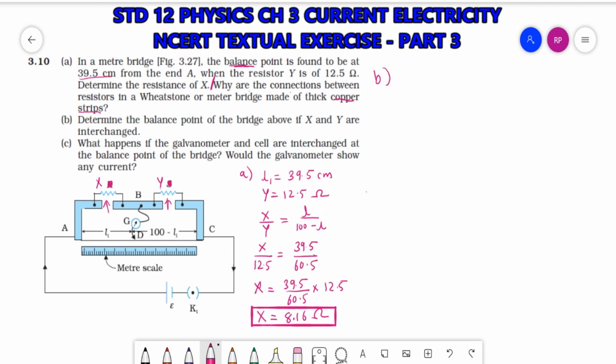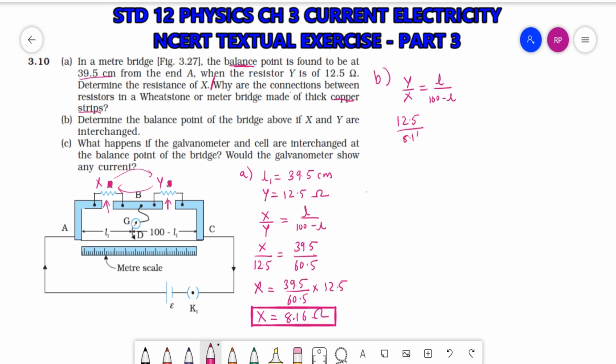Now, second part B. Determine the balance point of the bridge if X and Y are interchanged. Means X is kept in Y position and Y is kept in X position. Then we will write the ratio Y by X equal to L upon 100 minus L. Clear? So see, what is Y? That is 12.5.